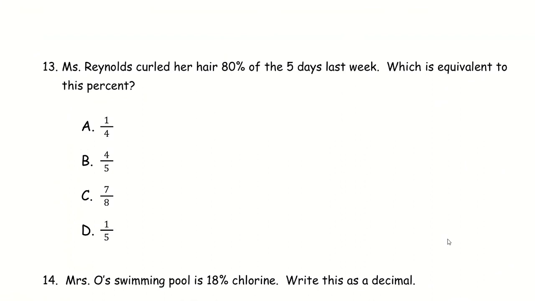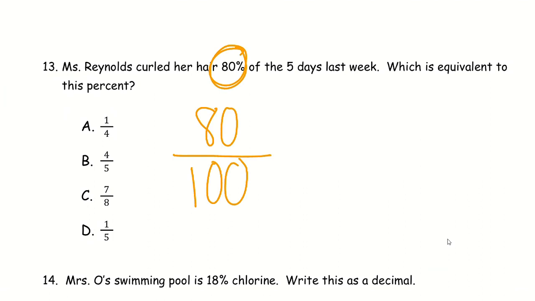Okay, Miss Reynolds curled her hair 80% of the 5 days last week, which is equivalent to this percent. So I'm changing a percent to a fraction. Fraction bar equals fraction bar, and percent is always over 100. So this is 80 over 100. Ooh, I can kill zeros. Bye-bye. Now this is 8/10.